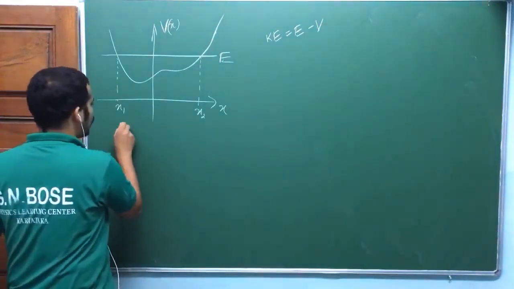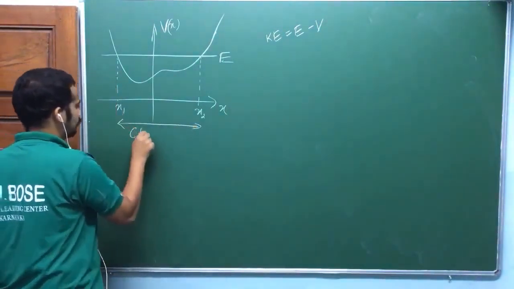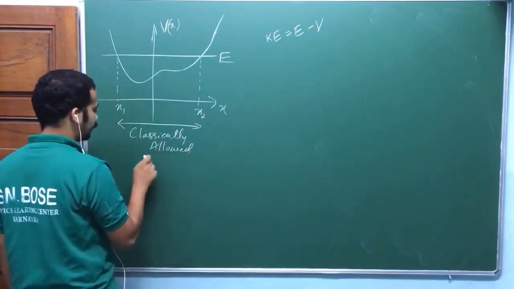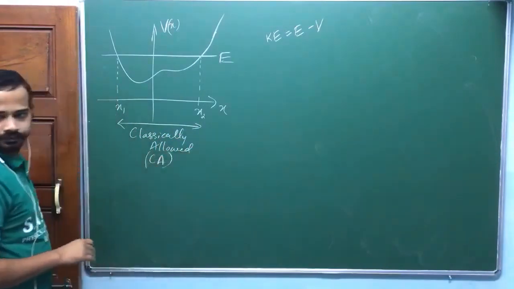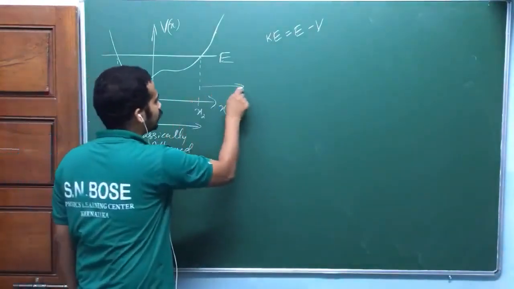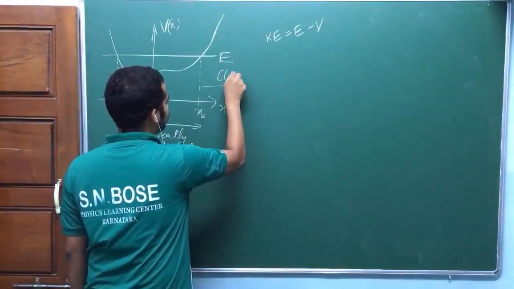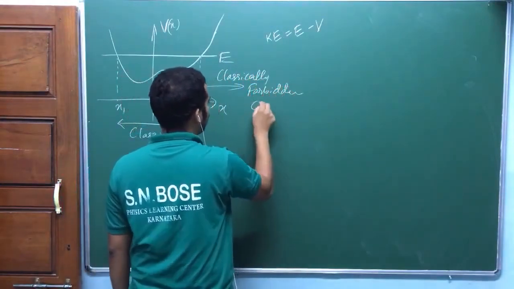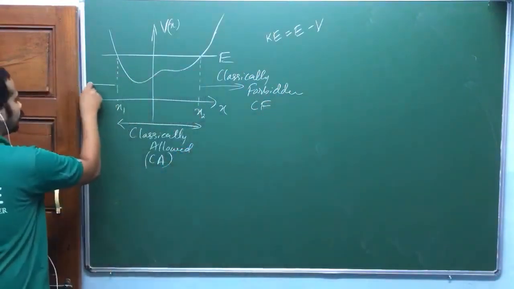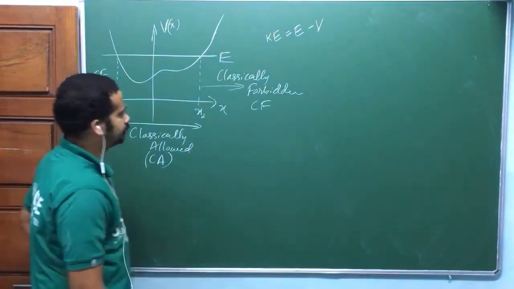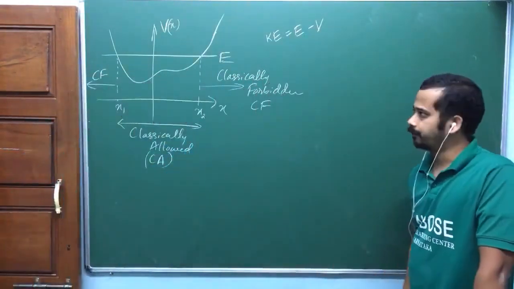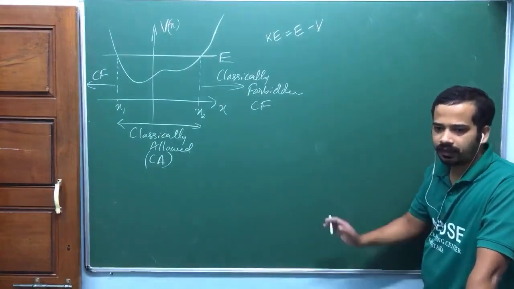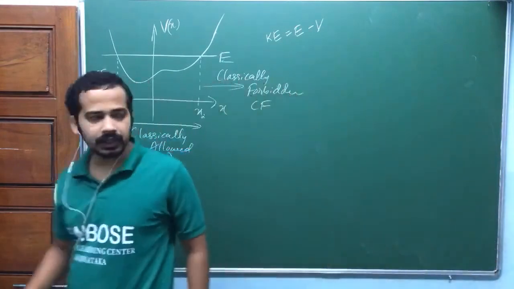So now look at here, we call this one the classically allowed region, CA. So this region, we call this one the classically forbidden region. Can I call it CF? This is also CF. Is that okay? Classically allowed region means your kinetic energy is positive. Everything is fine. And classically the particle is bound here.